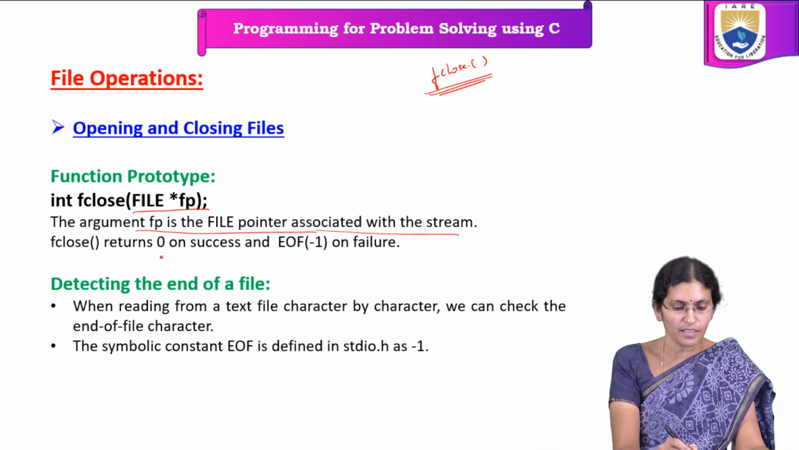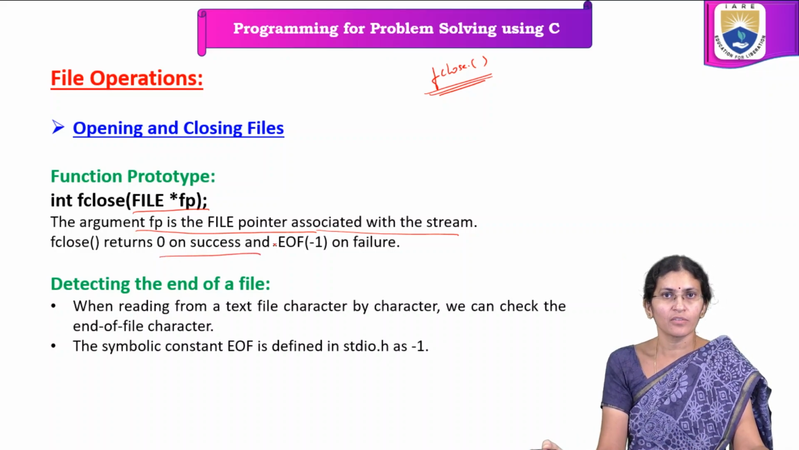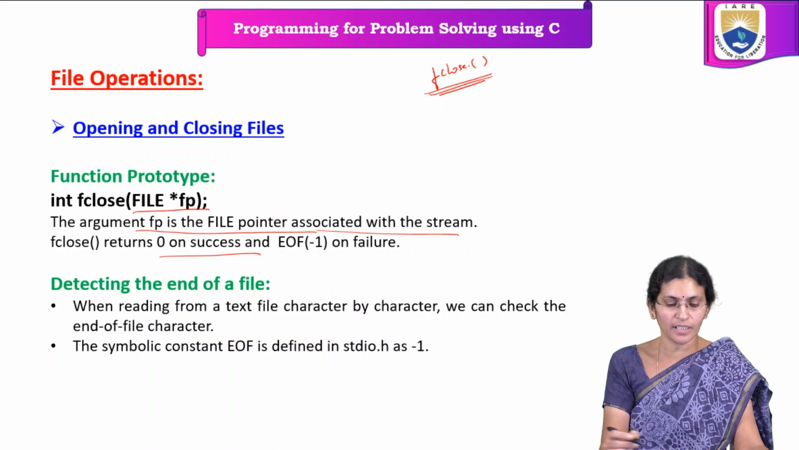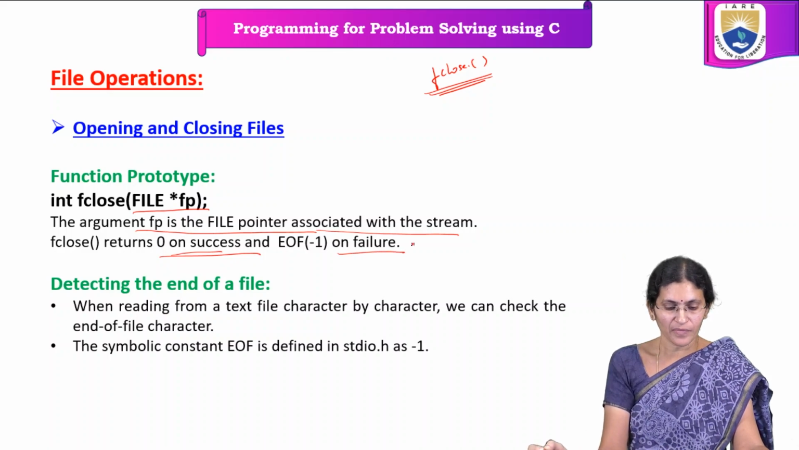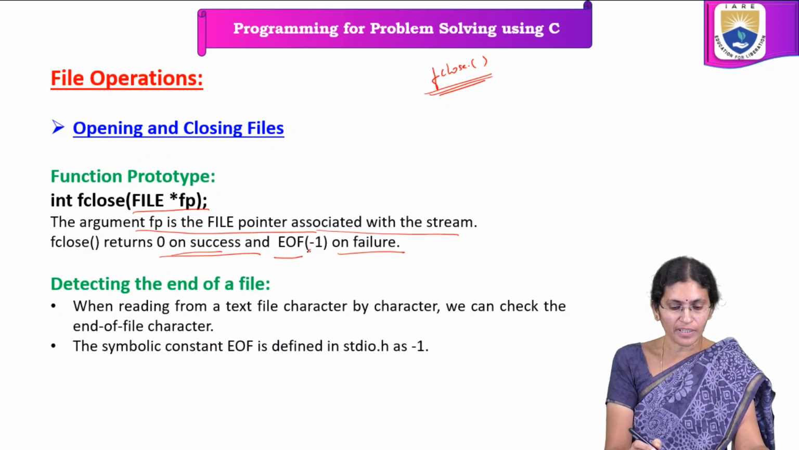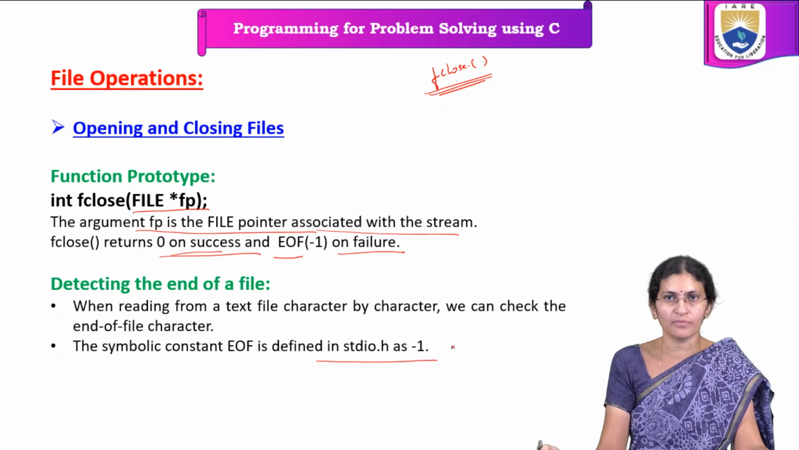It returns 0 on success. If the file is successfully closed, it returns 0, and it returns EOF, that is end of the file, if it is a failure. This EOF is defined in the stdio.h header file, and its value is -1.